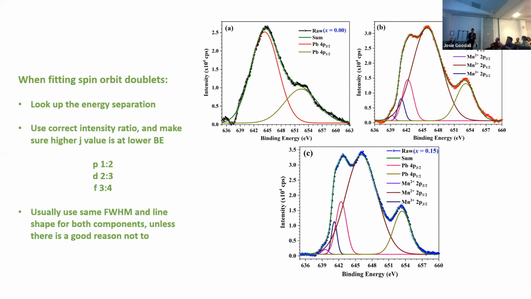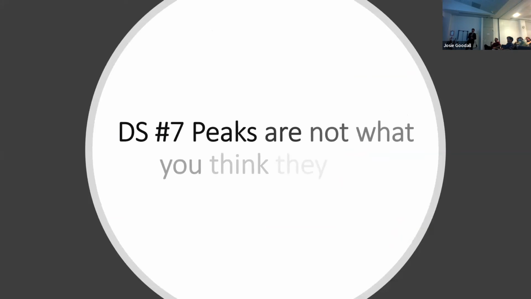Usually, the spin-orbit components have the same full width at half maximum and line shape. Not always. Titanium 2p is one example where they don't, which might be relevant to some people. But the starting point is to keep them the same full width at half maximum, the same line shape.